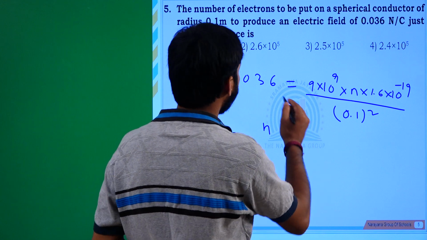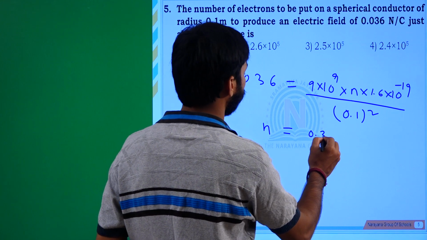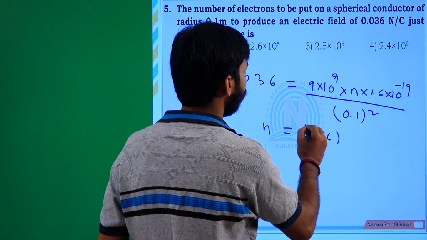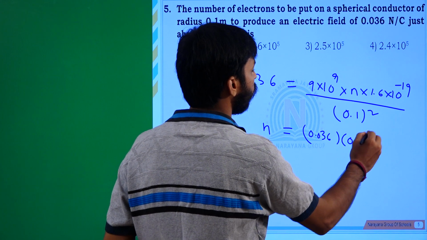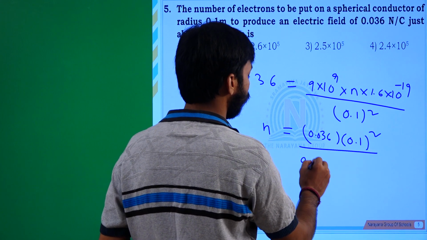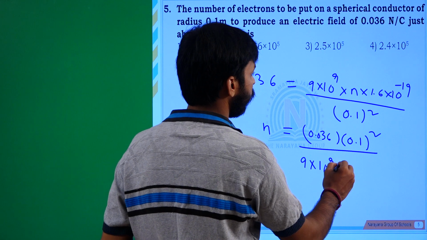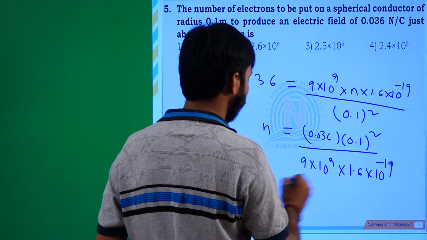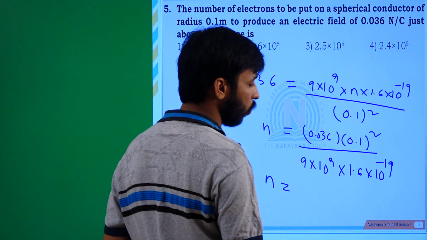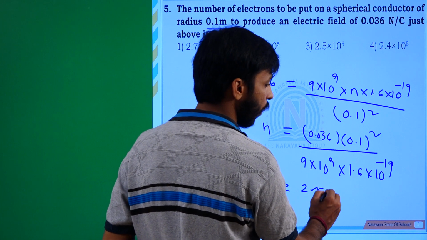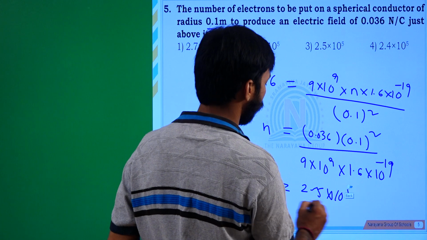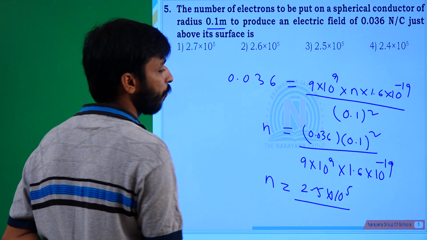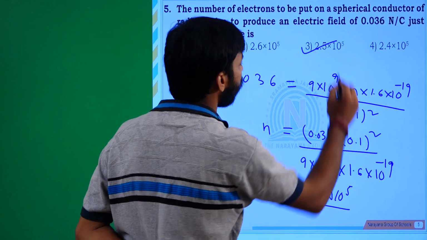So here n is equal to 0.036 into 0.1 whole square by 9 into 10 power 9 into 1.6 into 10 power minus 19. So n is equal to nearly 2.5 into 10 power 5. This is the third option.